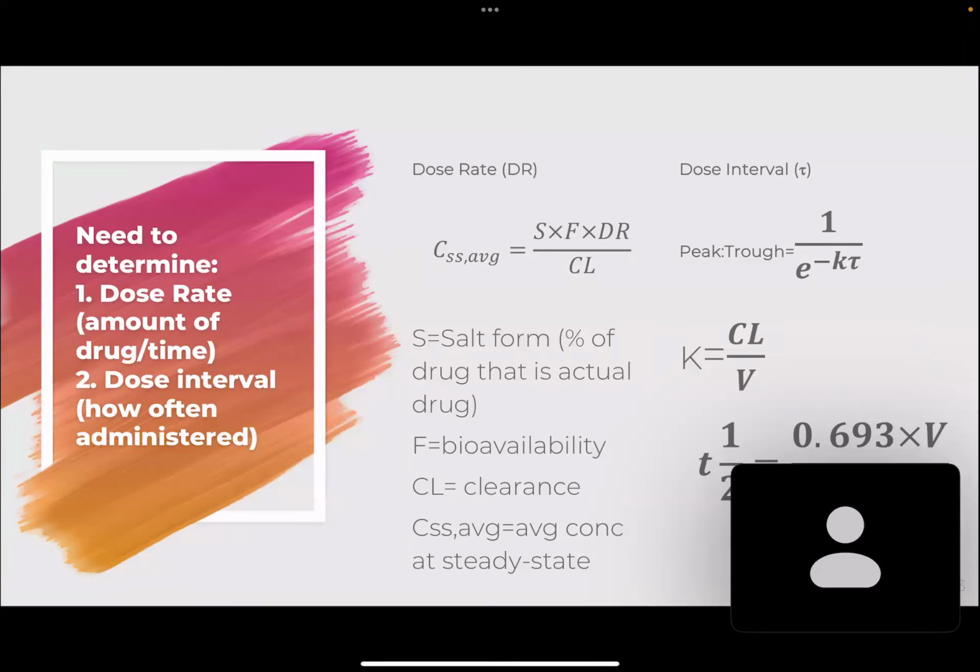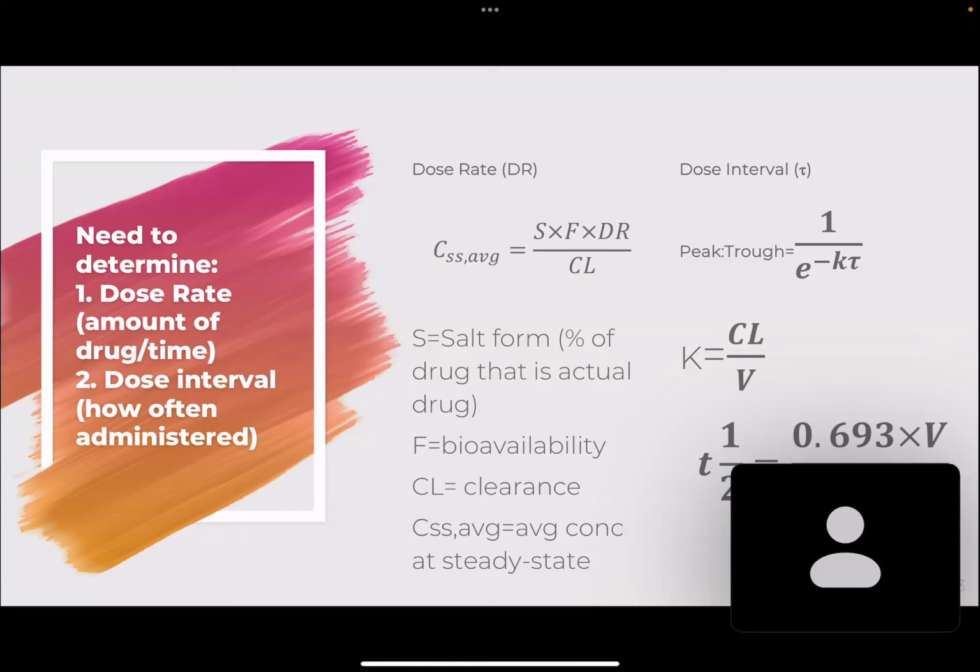You know what salt form is? S stands for the percentage or the fraction of the drug that we give, the salt form that we give, that actually is the drug itself and not the salt. Bioavailability is the fraction of drug that we give that makes it to the systemic circulation. Clearance is the efficiency or the amount of blood or plasma that can have all the drug removed from it per time. And we know what CSS average is, right?